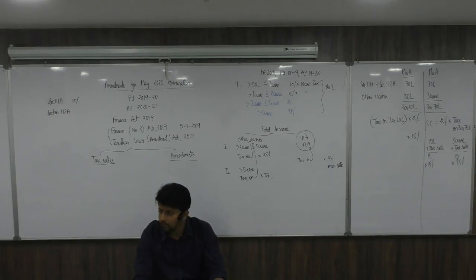Domestic company, there is only one change. 250 crore has become 400 crore. And of course, 2 years minus from it, obviously, previous year 1718. Other than that, company rates are absolutely the same.